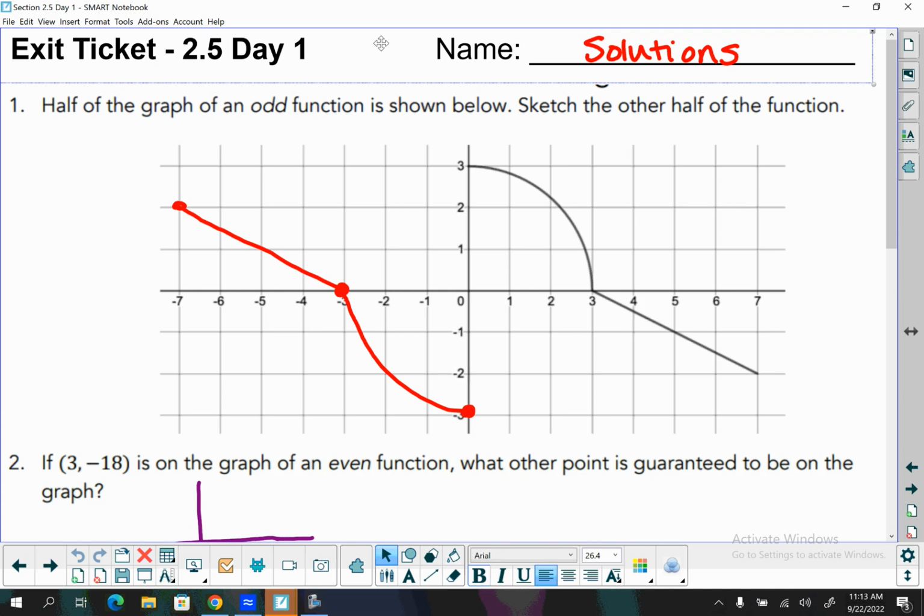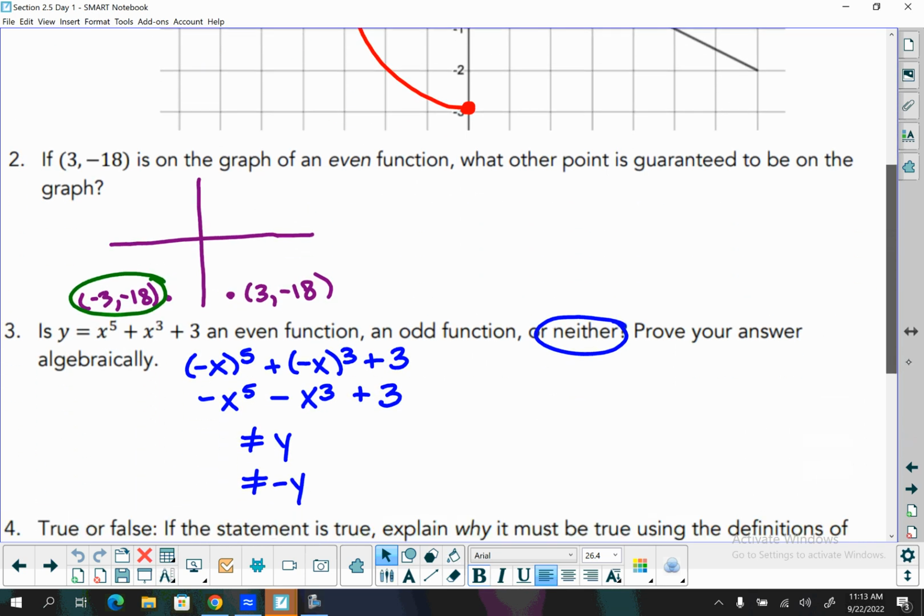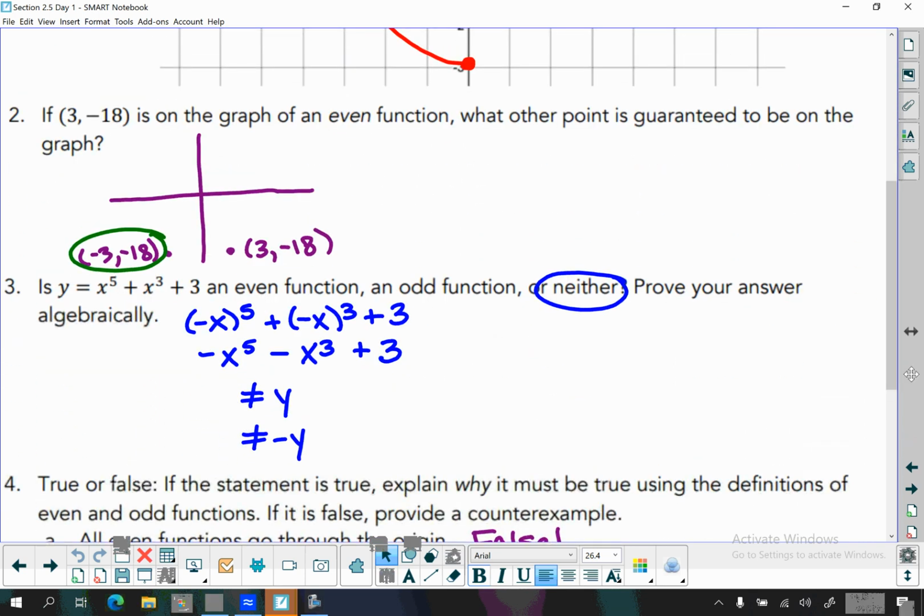So that first one, remember, if it's odd, we want to be able to turn it upside down and it looks the same. That one's a little harder to visualize than the even one we looked at yesterday. Okay, and then number 2, the point that would also be on the graph because it has symmetry to the y-axis. I tried to just give you a rough sketch there, is -3, -18. Number 3 is a neither.